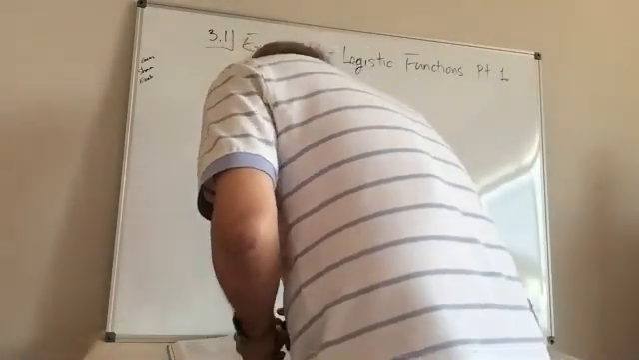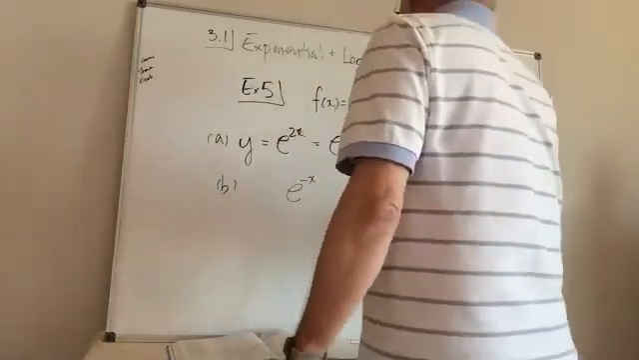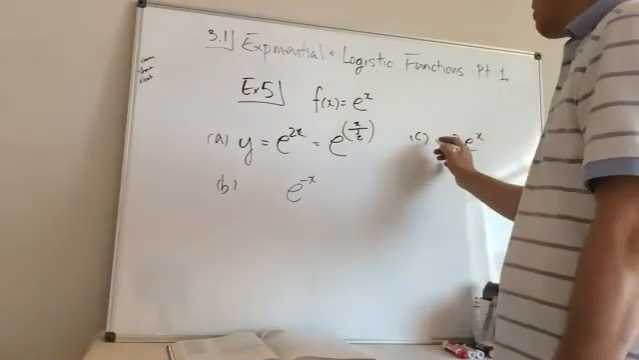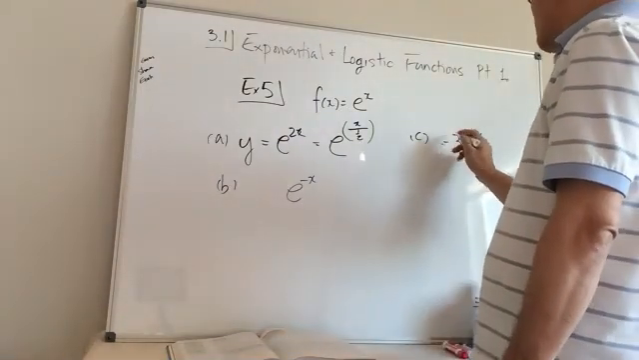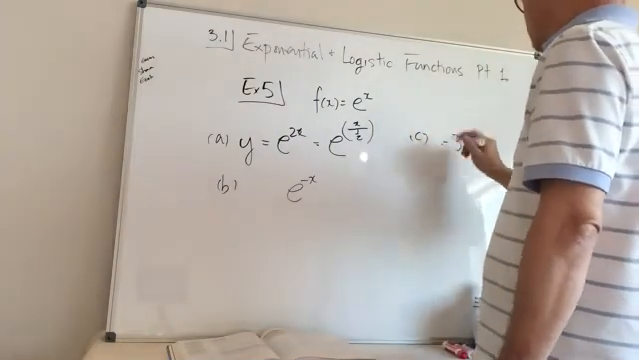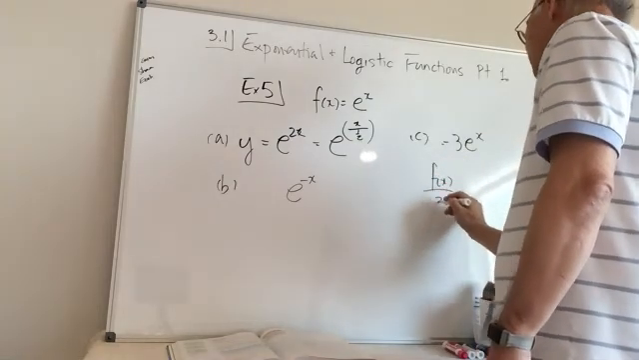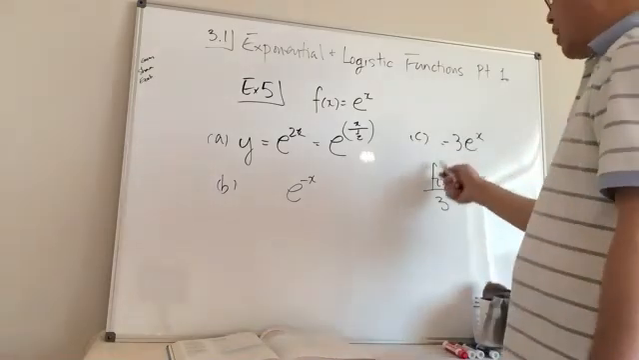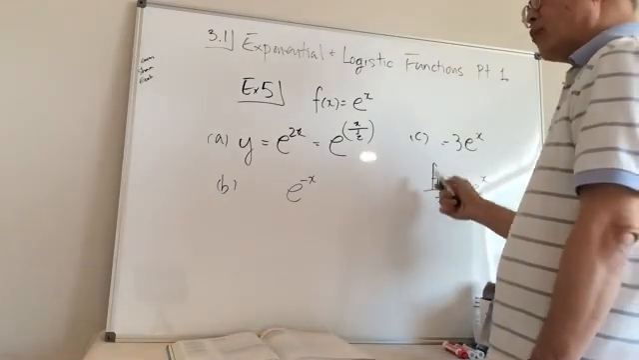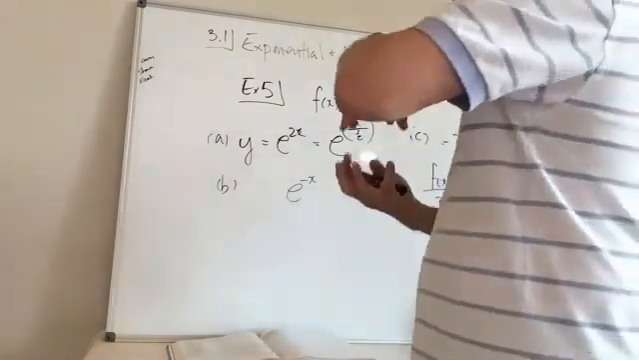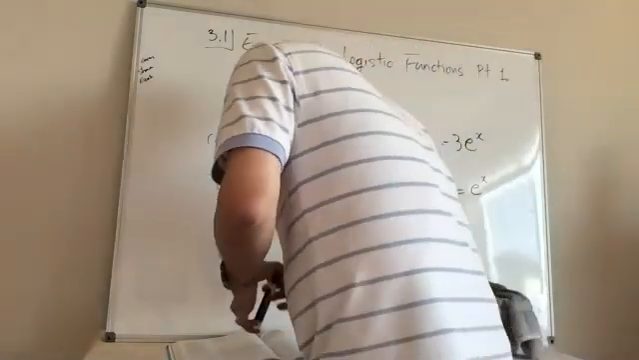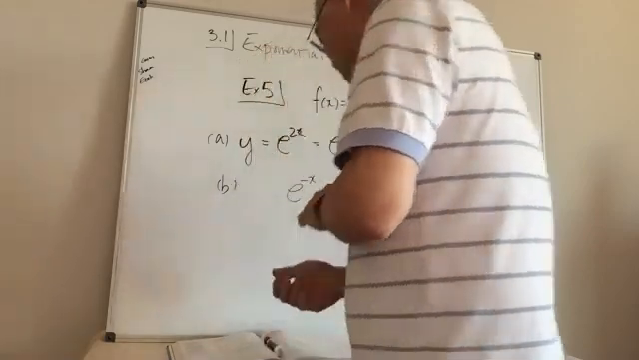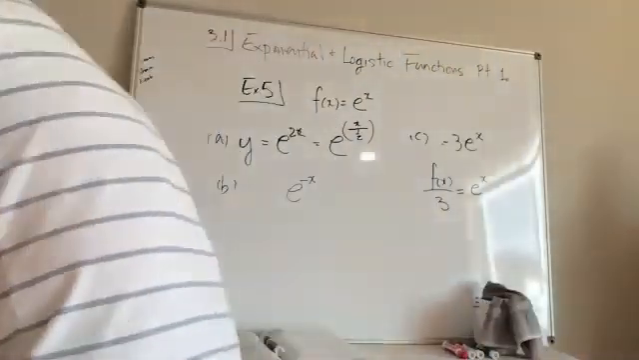And then last but not least, we have C, we have 3e to the x, and this is the same thing as before, since this is the same as f of x over 3 is equal to e to the x, where f of x, or y was, I'm putting, instead of y, I'm putting y over 3. So it's a vertical stretch of 3. Okay, so that's good. And we will stop right here for the first part.